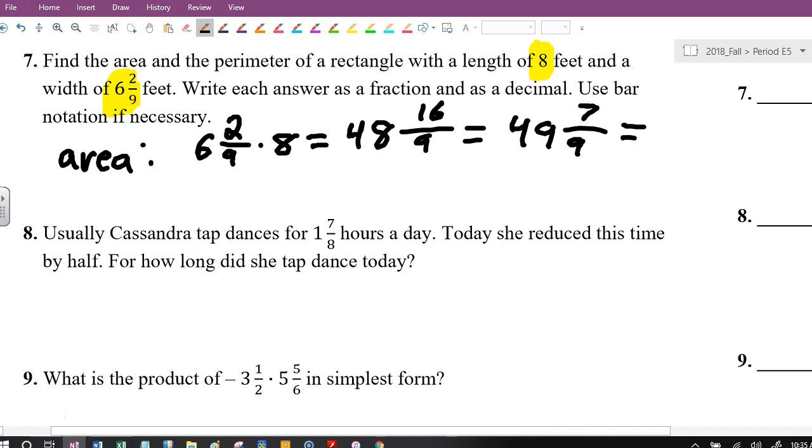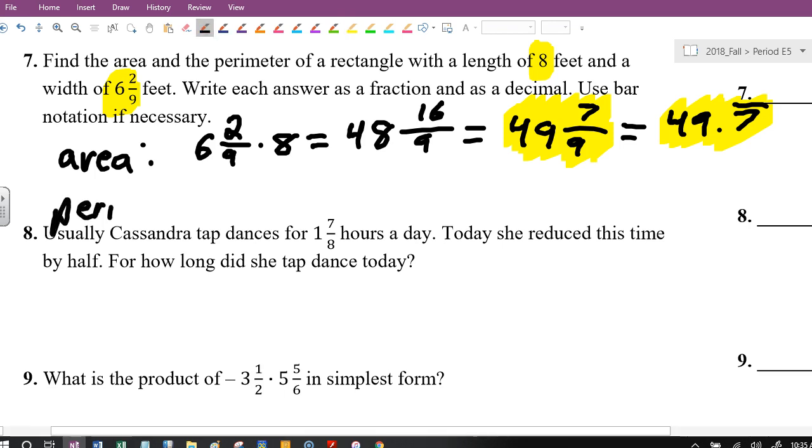Okay, how do we write that as a decimal? 49.7 with a bar over it. Excellent. So we've got those 2 answers ready to go. Uno, dos. Cool. All right, what about perimeter?